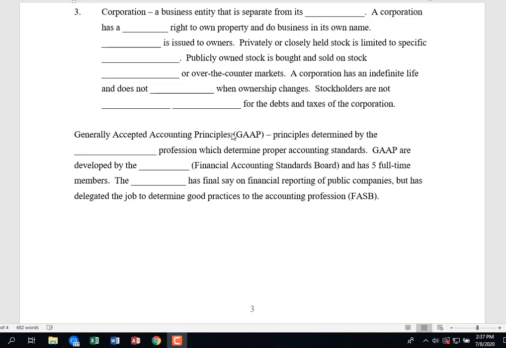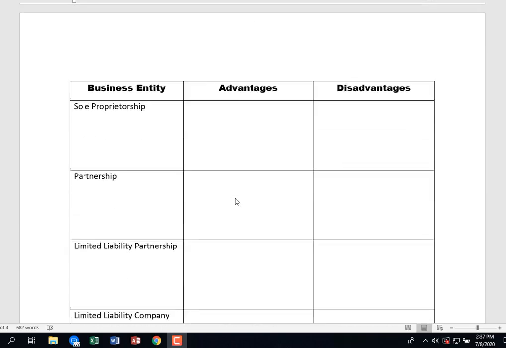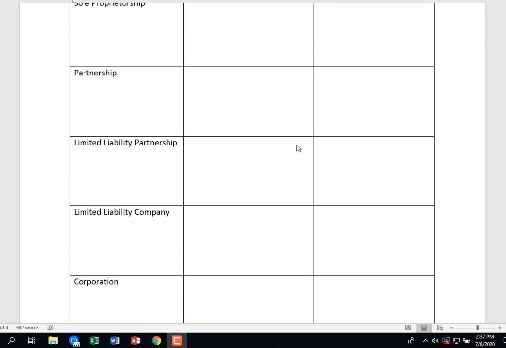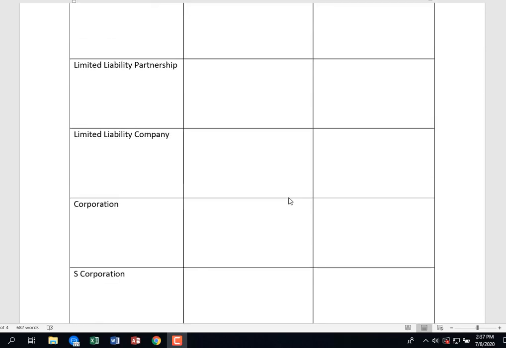All right, so those were the highlights from Chapter 1. I added one more page here, which I thought might be fun for you to just do some Googling and find out, if you were going to start your own business, what would be the advantages and the disadvantages of each of these different types of business entities.